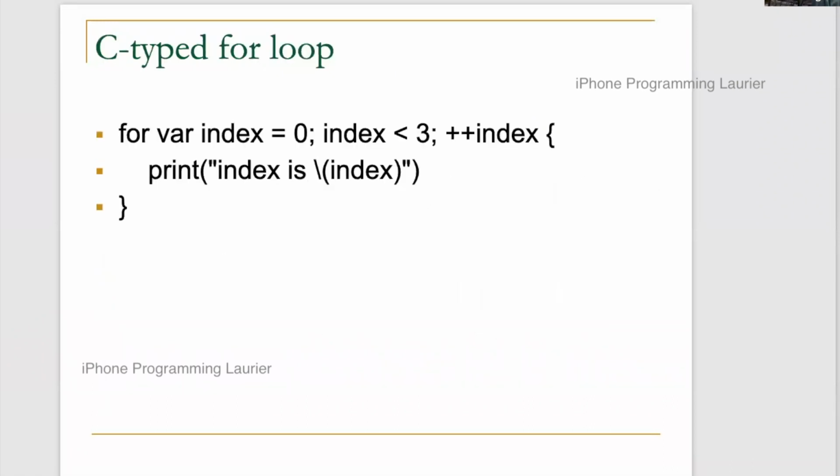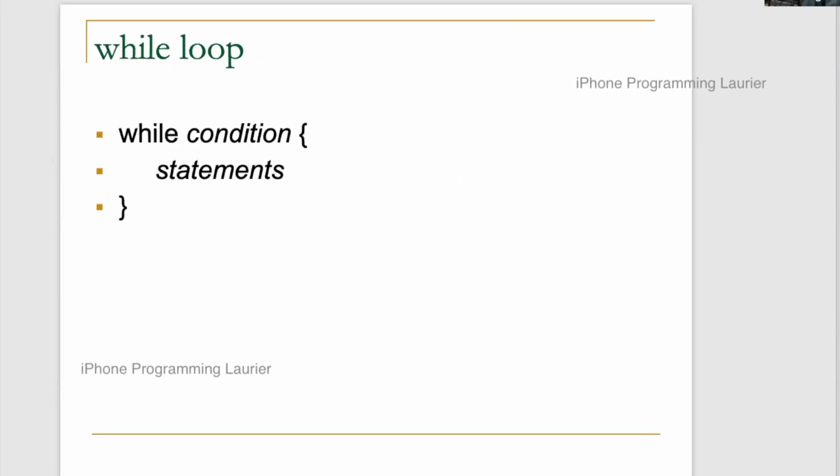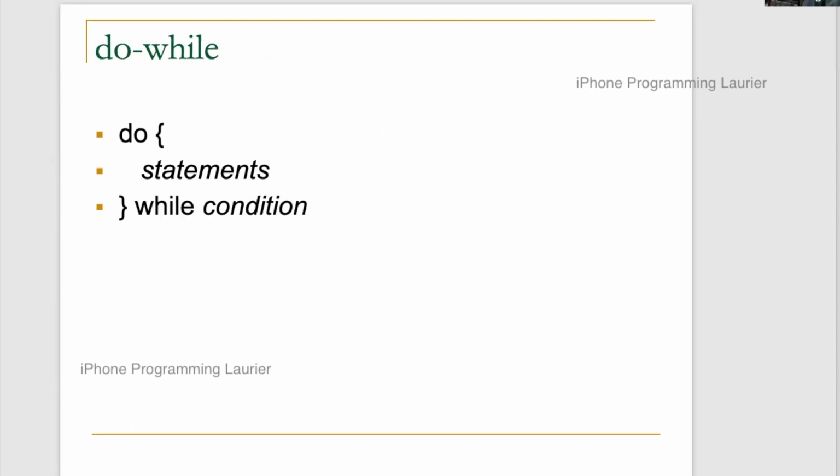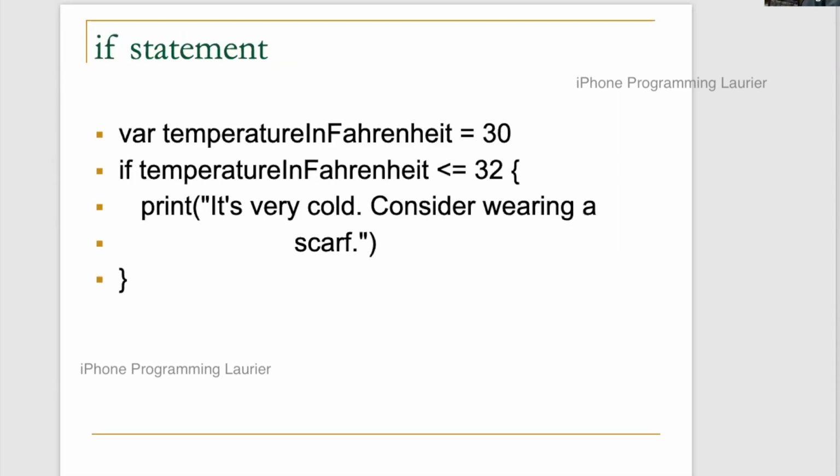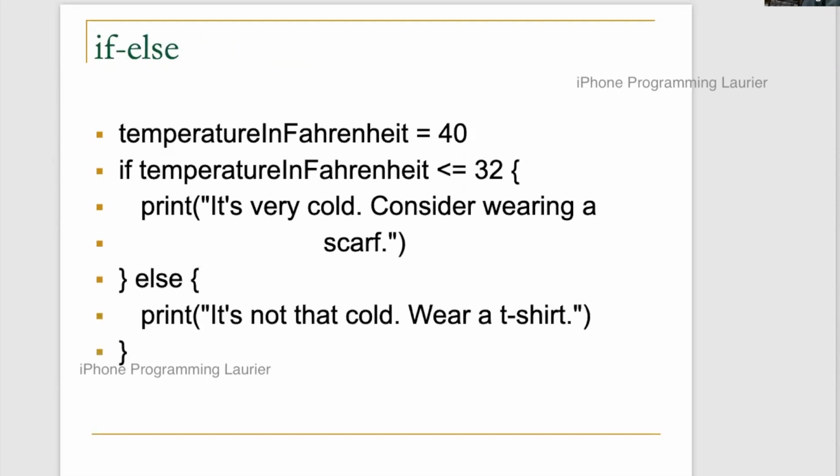Let me try to go over some of these things quickly. For the C-type loop, nobody is doing it now, but if you want to, you can write a C loop. The while loop is as usual. It's exactly the same. Do while is the same, right? And the if statement is the same as the C if statement or the Java if statement. If else is the same.